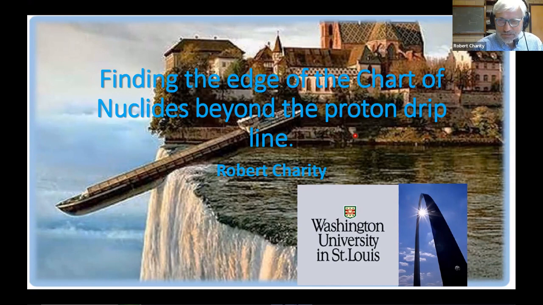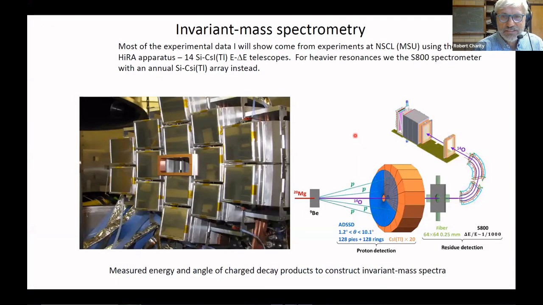But okay, so I'm going to tell you about our journey to find the edge of the chart of nuclides. Before I get into that, let's just say a little bit about the experiment. It's the only experimental slide I have. All the data I'm going to show you are a result of invariant mass spectroscopy, and it's all done at the National Superconducting Cyclotron Laboratory.